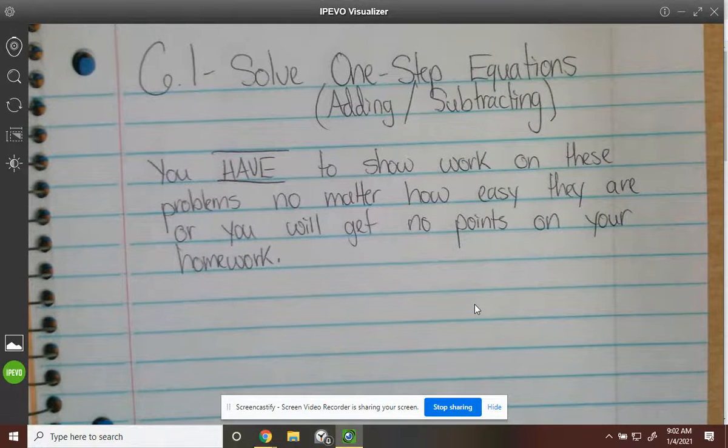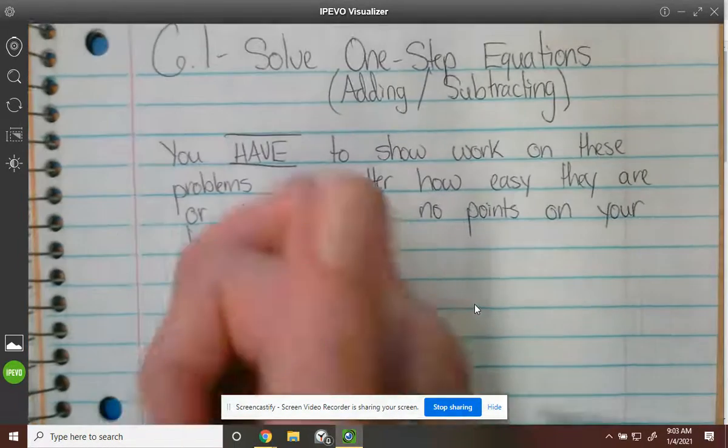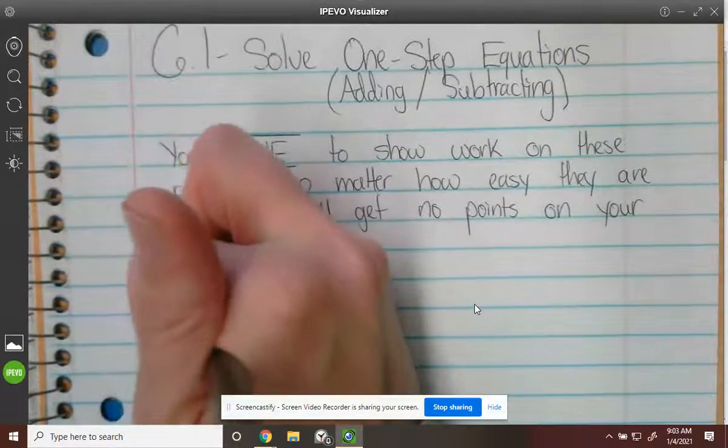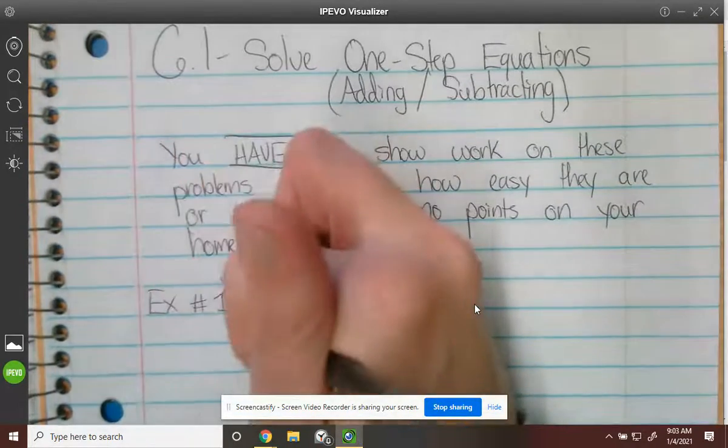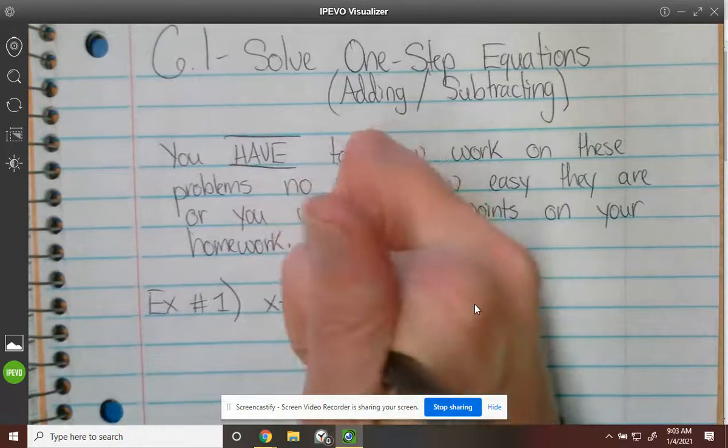Okay, these are going to start out super, super easy, and I know it's frustrating to have to show work, but just humor me, show me the work, because it's going to help me figure out what you did wrong. Okay, so here we go. x plus 6 equals 4.